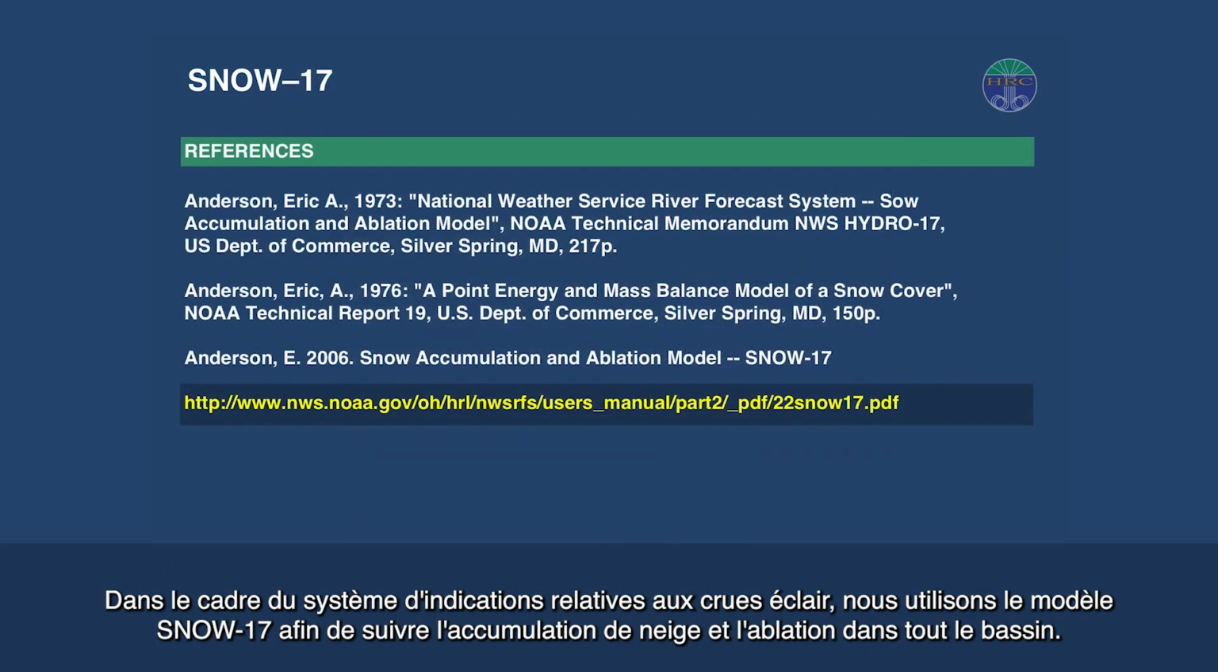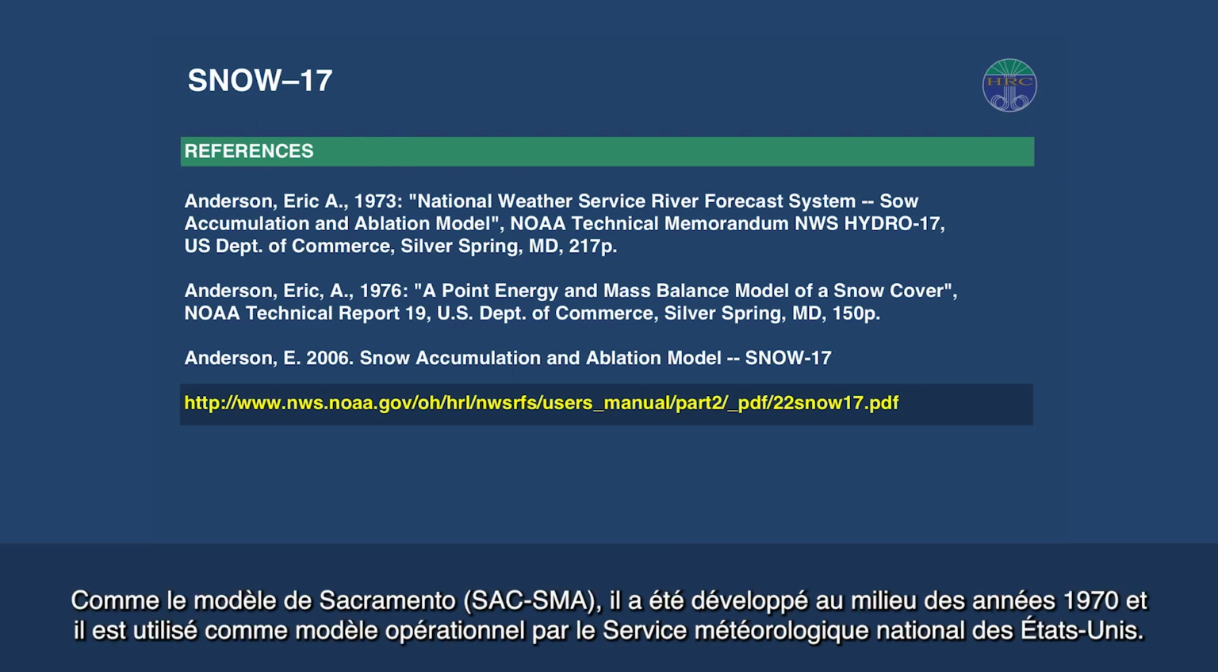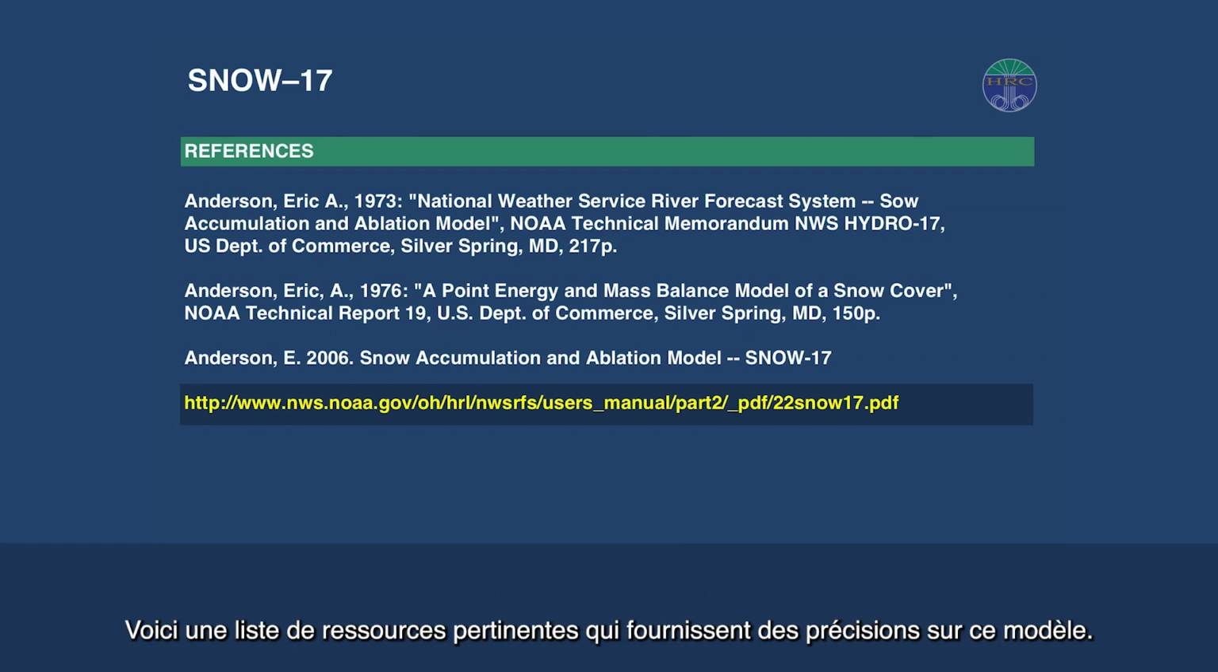For the FFGS, we use the Snow 17 model in order to track the snow accumulation and ablation in all of the basins. Snow 17 is an energy and mass balance model that, as the SAC SMA, was developed in the mid-1970s and is being used as the operational model by the US National Weather Service. The following is a list of relevant references that describe the model in detail.